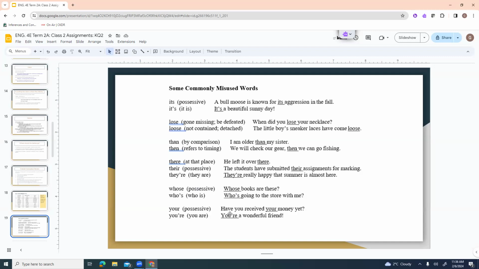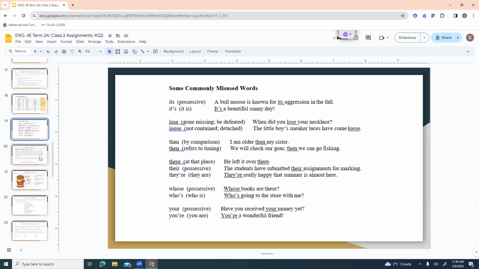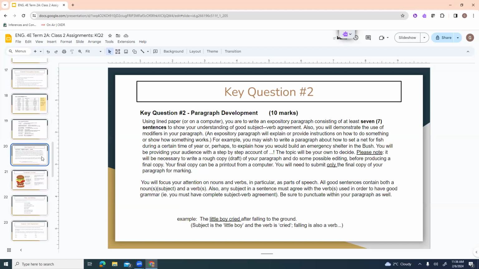Your versus you're. Have you received your money yet? Versus you are a wonderful friend. So again, those are really common. I would find this one, and this one are probably the three most common spelling mistakes. Now, I don't ding you particularly hard for spelling mistakes. The only time it's a problem is sometimes if you make a lot of spelling mistakes, it can get confusing reading the writing. I'm not always sure what you mean sometimes. So that's more of a concern when I'm not clear.